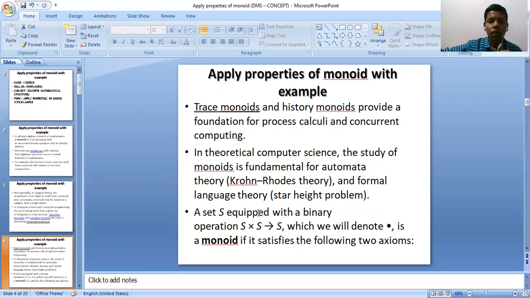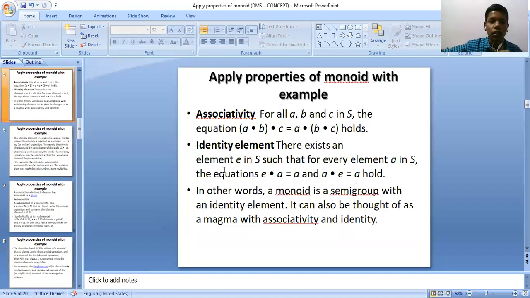Star height problem. A set S equipped with a binary operation S × S into S, which we will denote by dot, is a monoid if it satisfies the following two axioms. Associativity: for all a, b and c in S, the equation (a dot b) dot c equals a dot (b dot c) holds. Identity element: there exists an element e in S such that for every element a in S, the equations e dot a equals a and a dot e equals a hold.